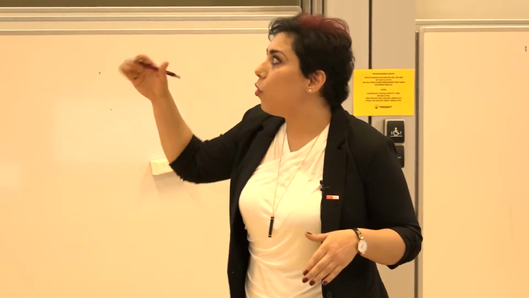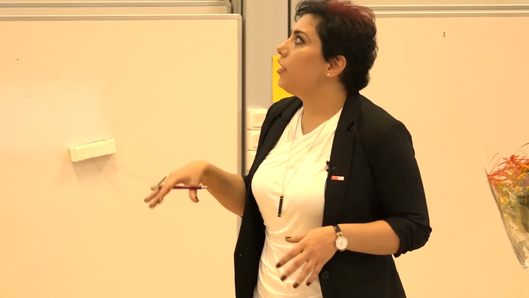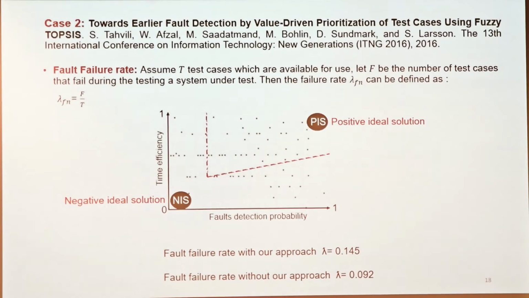And a negative ideal solution is a worst case scenario. It's a very bad test case, quite dependent, requirement coverage is low, there is no chance to detect a fault by this test case, and execution time is very high. Every other test case is located between these two solutions. So what is your task? You need to propose a set of test cases which has a small distance to the positive ideal solution, but at the same time, has maximum distance from the negative ideal solution.